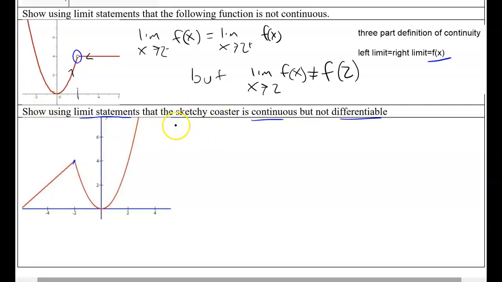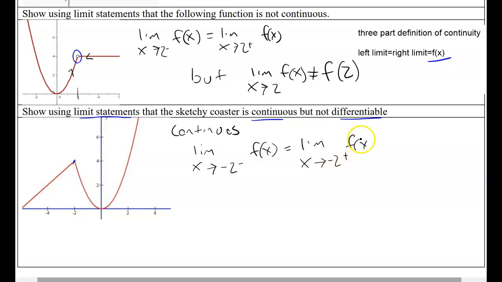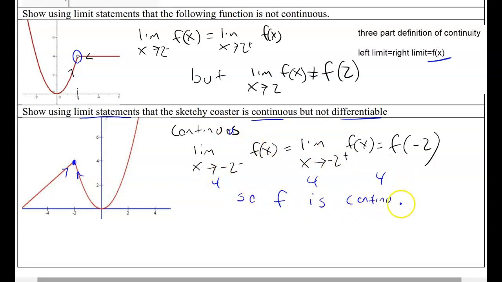I'm going to say here, for my proof of continuity, that my limit as x approaches -2 from the left of f of x is equal to my limit as x approaches -2 from the right, is equal to f of -2. And just to be clear, as I walk towards that point from the left, versus from the right, versus if I go straight there, I get 4, 4, 4. Continuous. So I can say f is continuous at x equals -2.